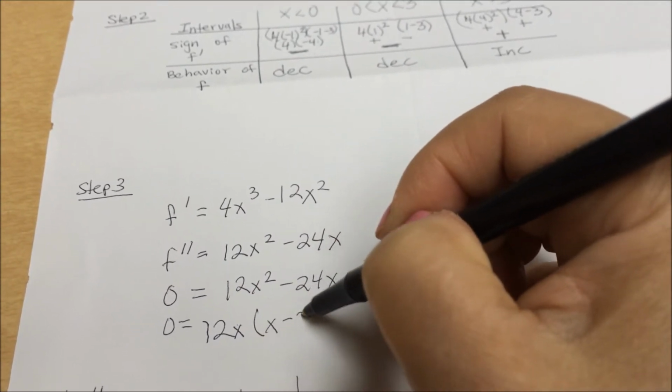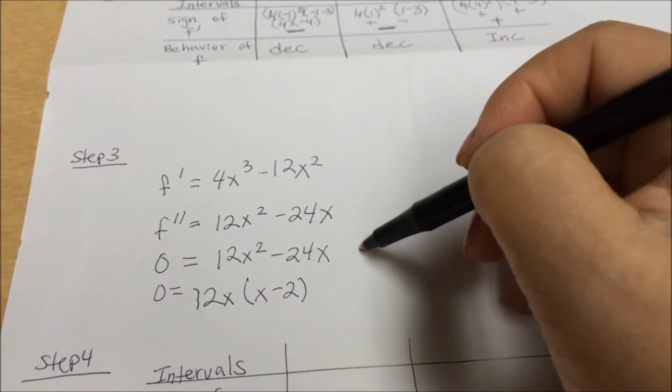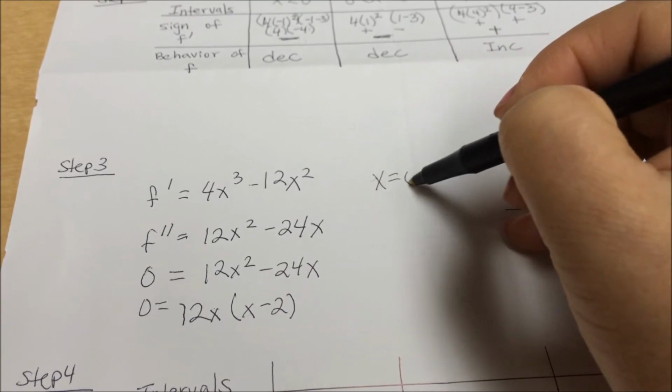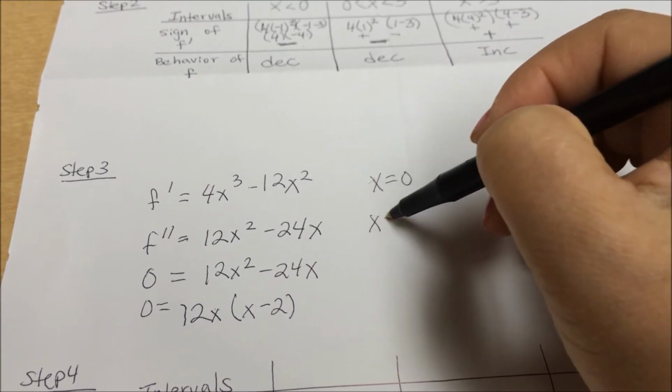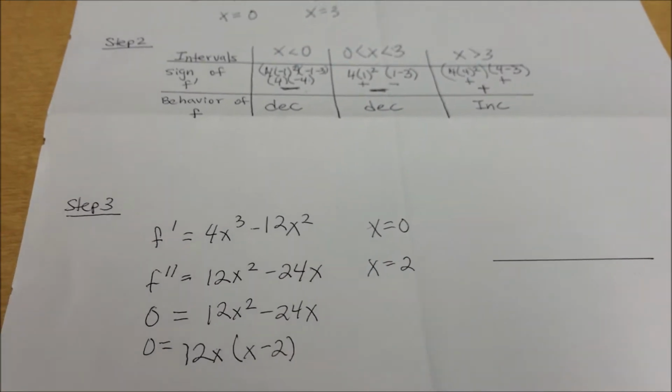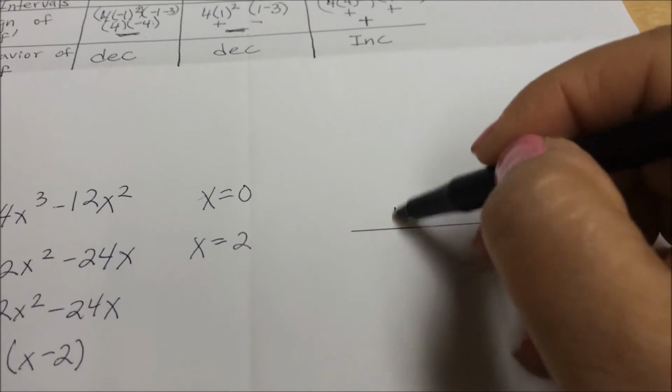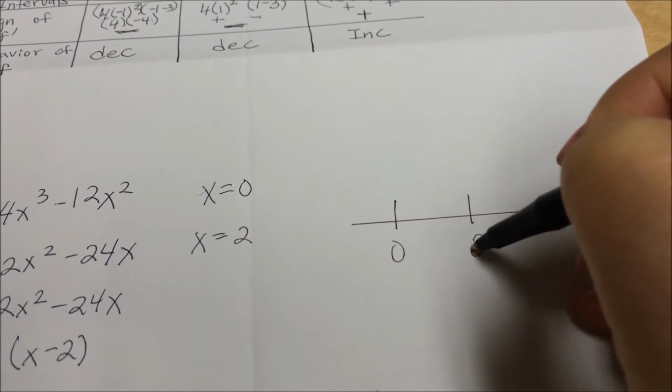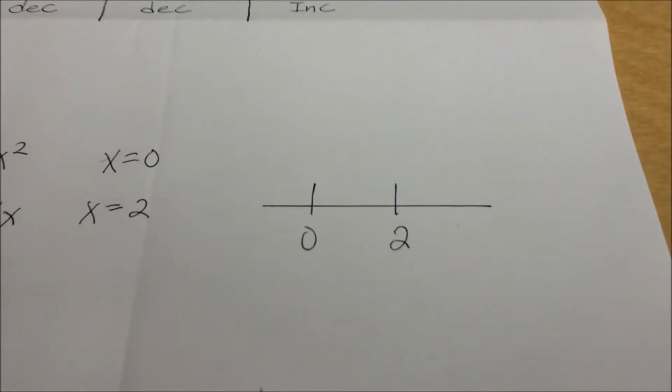So then we have x minus 2. So one of the x's will be at x equals 0 and x equals 2. So doing the same thing, we're going to put it onto the interval right there, at x equals 0 and x equals 2. So again, this is going to help me set up my intervals.